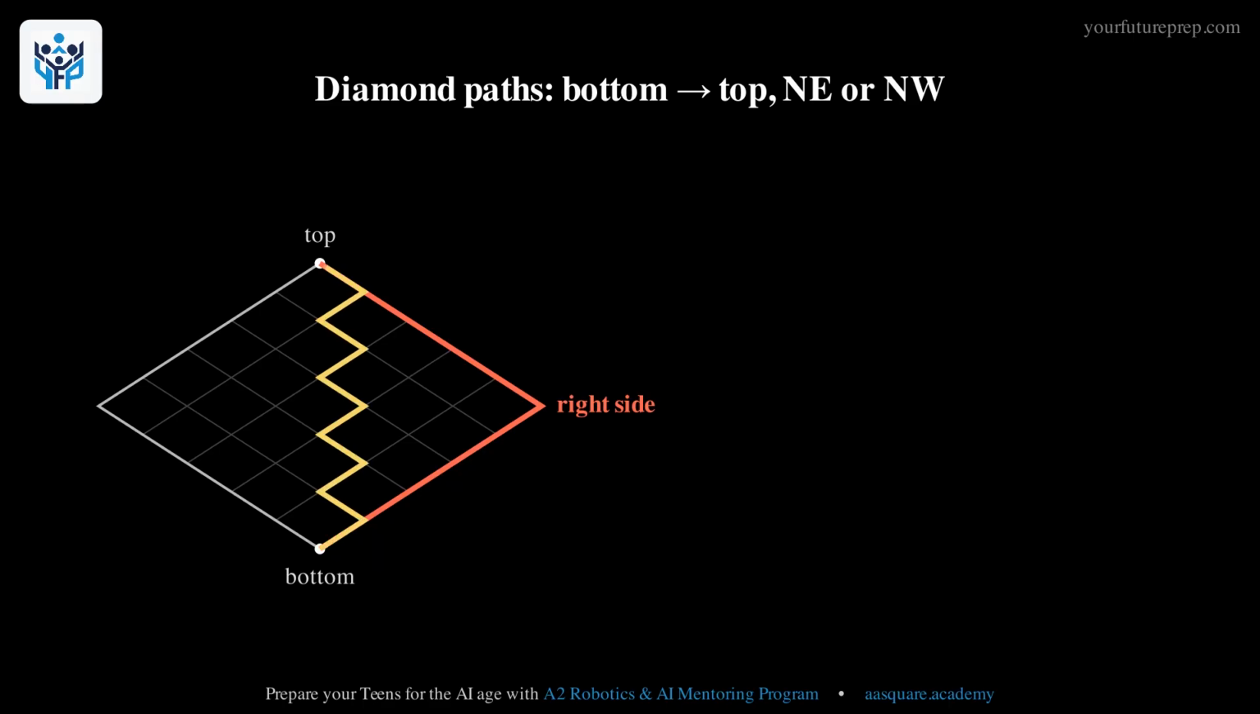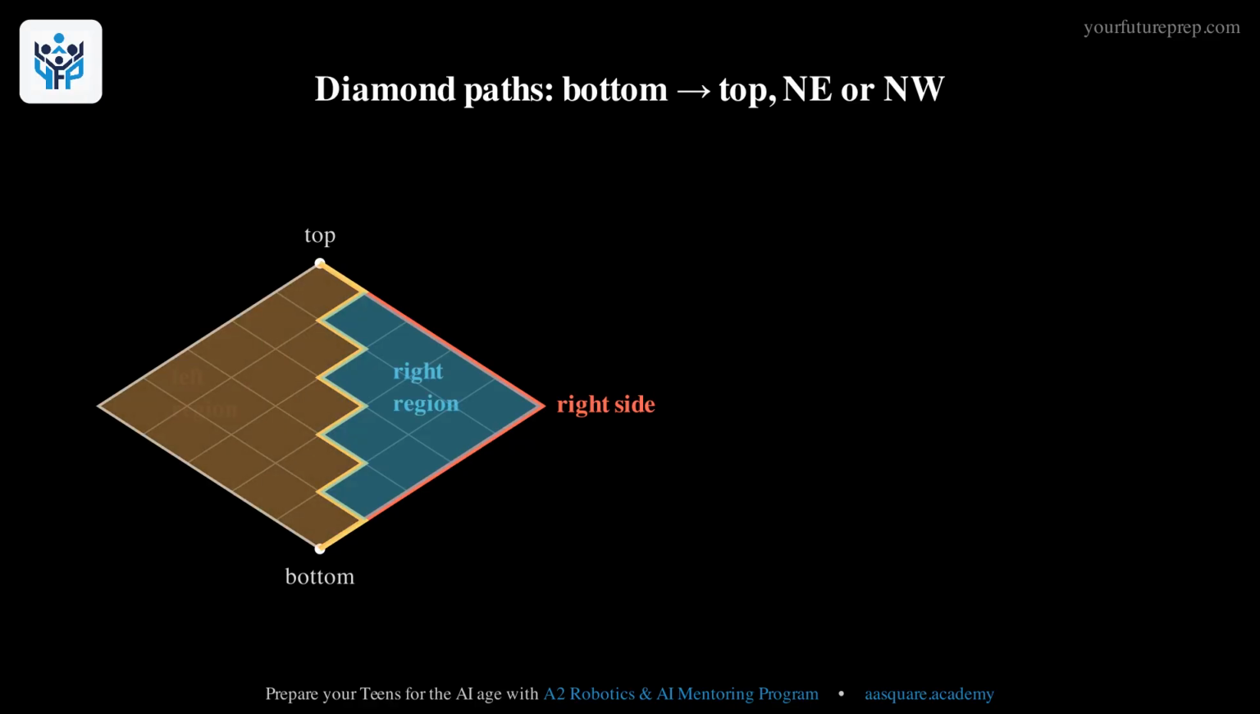Here is one such path in yellow. The region between the path and the right side is shaded blue, together with the left region in gold. The two pieces fill the whole diamond, whose area is 5 times 5, which is 25 square units.